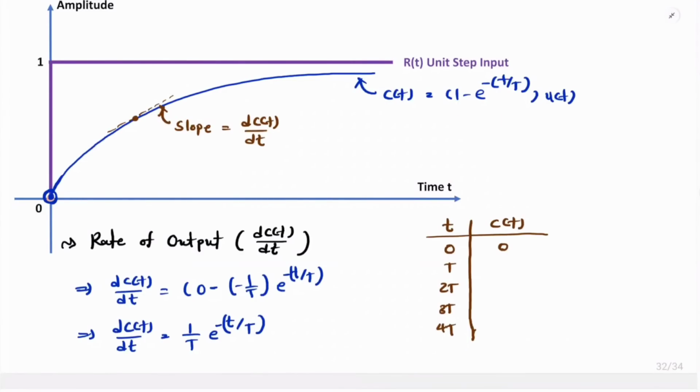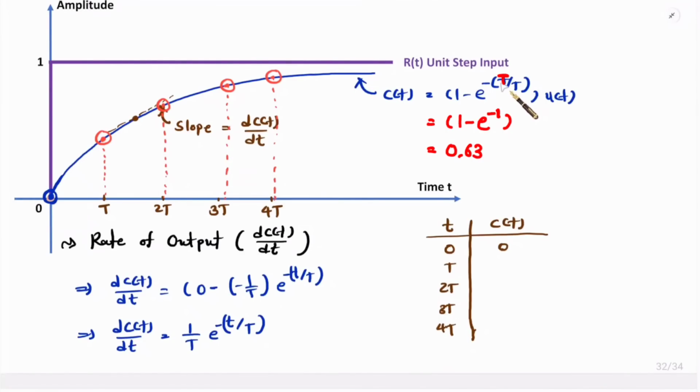Now we need to understand how output changes with respect to T, 2T, 3T, and 4T, right? So what values can one get based on this equation? See, if you place t equals T, then 1 minus e to the power minus 1. If you calculate this, you will get 0.63. 1 minus e to the power minus 1 will be 0.63. So that is 0.63 over here, right?